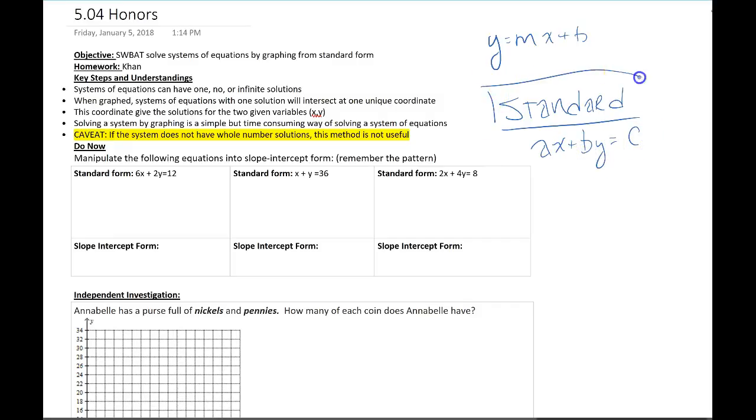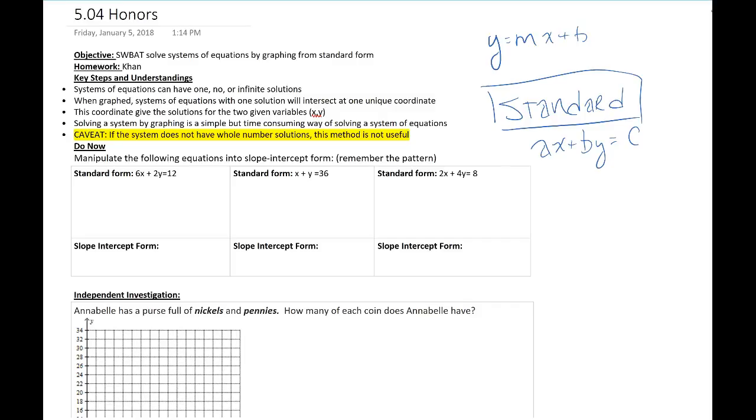Now, standard form is actually usually more useful for describing real-world situations, which I realize is kind of strange because it is much simpler to graph things in slope-intercept. However, that doesn't necessarily mean that standard form is not useful. Slope-intercept form is a lot easier to graph from, but standard is better at explaining real-world situations.